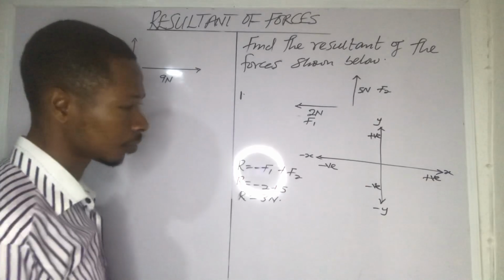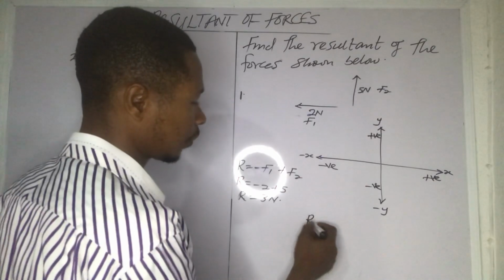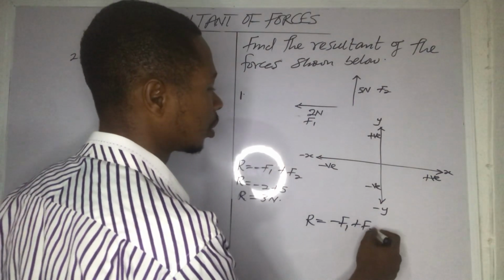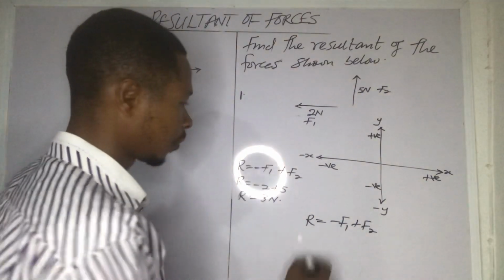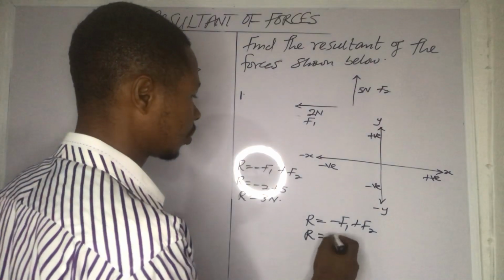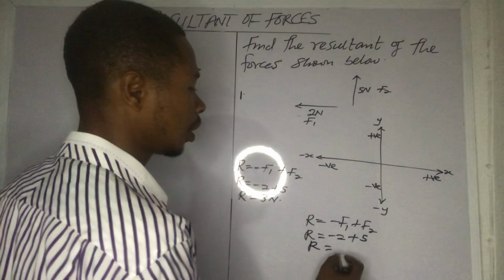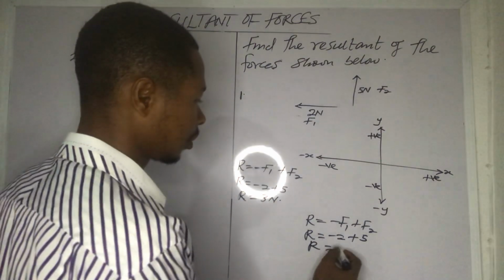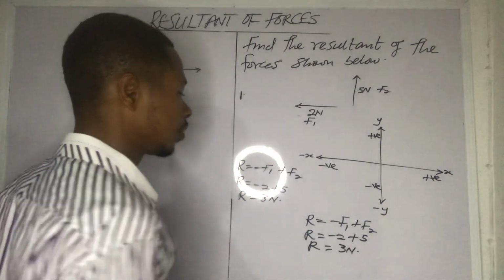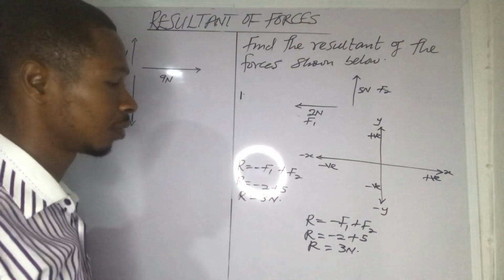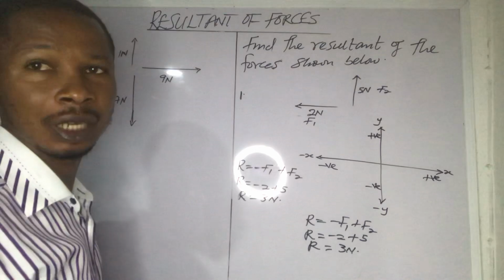Let me write this one here. You have R is equal to minus F1 plus F2. So I will have R is equal to minus 2 plus 5. That will give me 3 Newton. So that's how you find the resultant of forces not acting at a point.